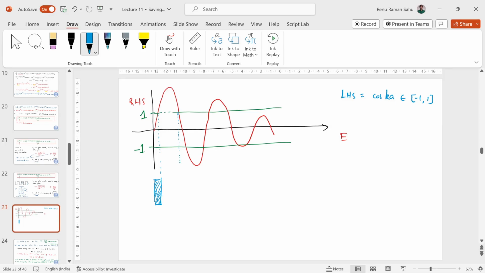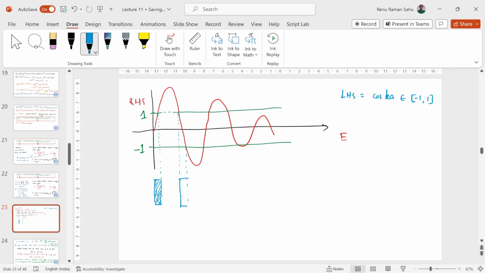Now see, till here the RHS is between 0 to 1, something like that. So these are allowed. But once it goes beyond 1, these are not allowed, because cos Ka cannot be more than 1. So this is a forbidden region, forbidden values. From here again it comes into the range -1 to 1, so these are again allowed values. These are your allowed energy ranges.